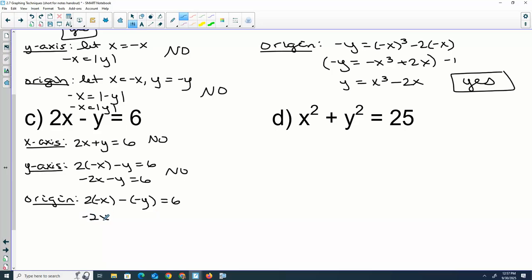So I get a negative 2x plus y equals 6. I can multiply by a negative on this one, but then it would be 2x minus y equals negative 6. So is that what I started with either? No. So this one has no symmetry. So we've seen a couple that have one type. We've seen one that doesn't have any. So symmetry does not always happen.